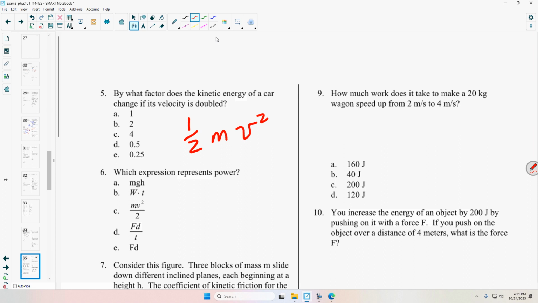Okay, can I go and do this one anyway? So if I double the velocity, I double this, that means I'm going to quadruple the kinetic energy. So let's go to 9 here. How much work does it take to make a 20 kilogram wagon speed from 2 to 4 meters per second?